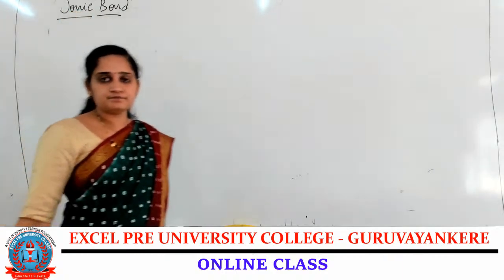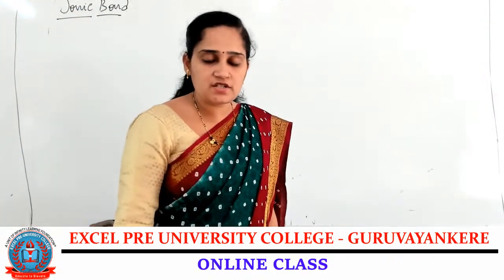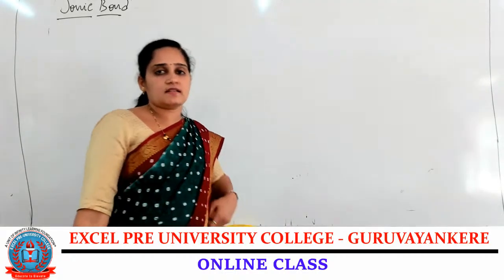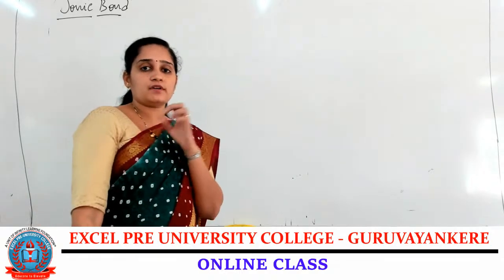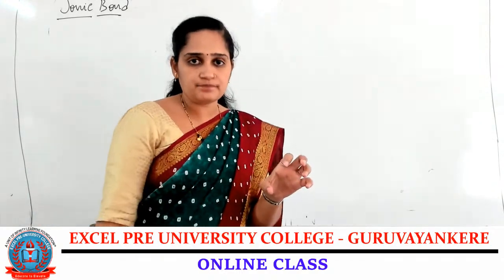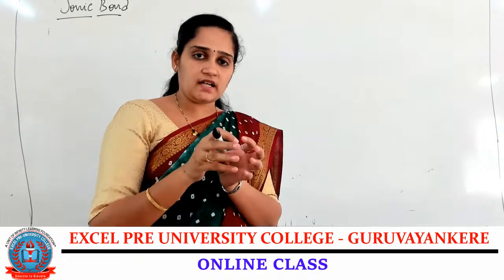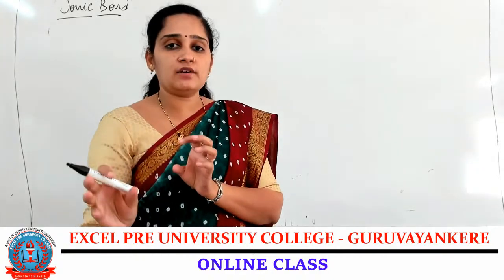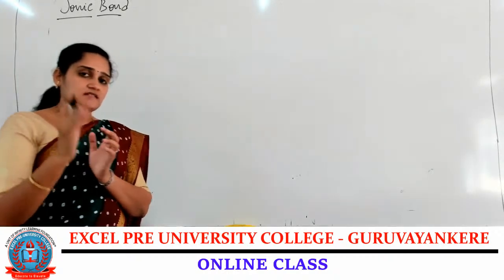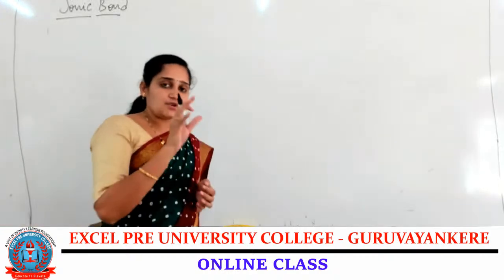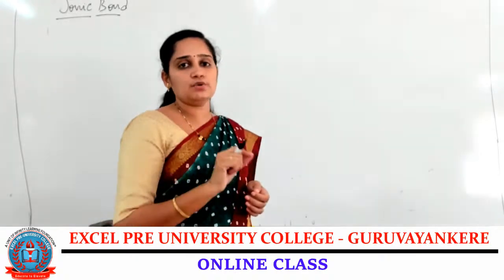Ionic bond. This ionic bond definition you have already studied in your lower classes. Ionic bond is nothing but the complete transfer of one or more electrons from the valence shell of one atom into the valence shell of another atom. That is the ionic bond formation.